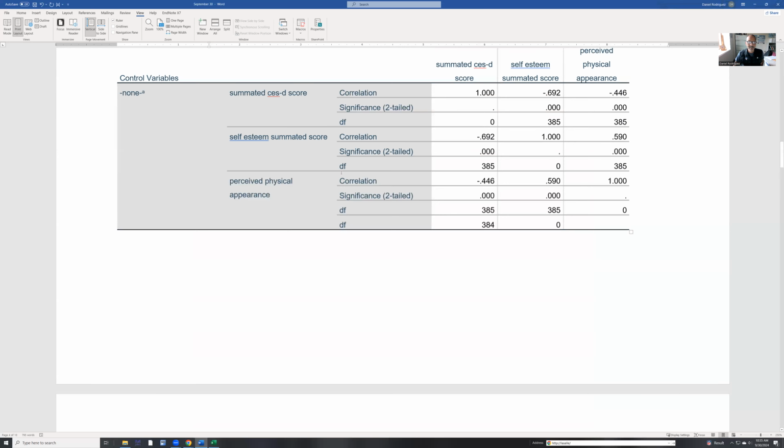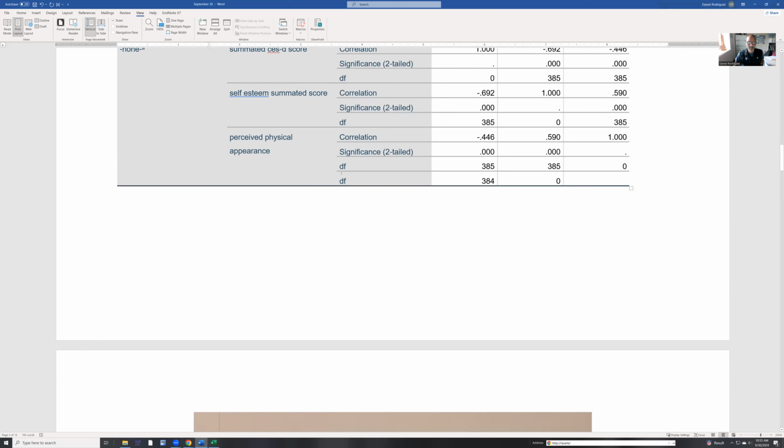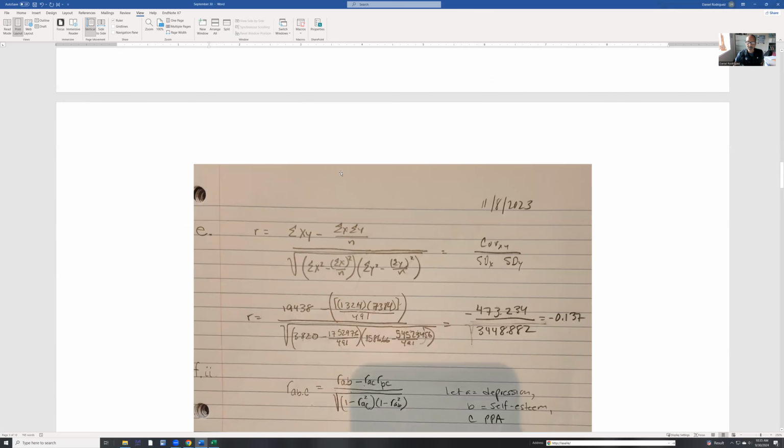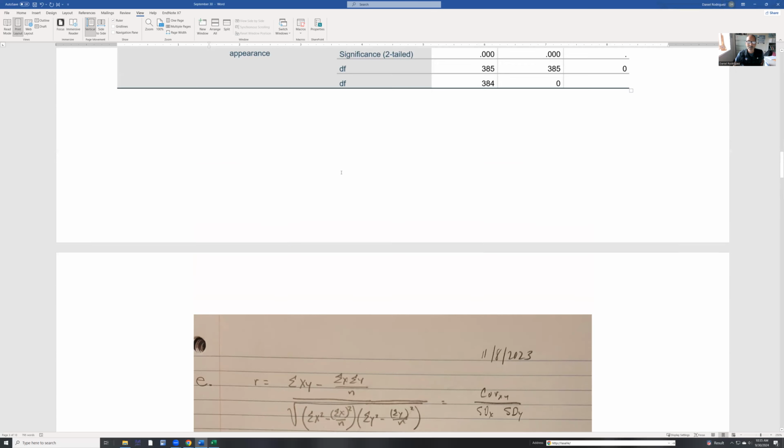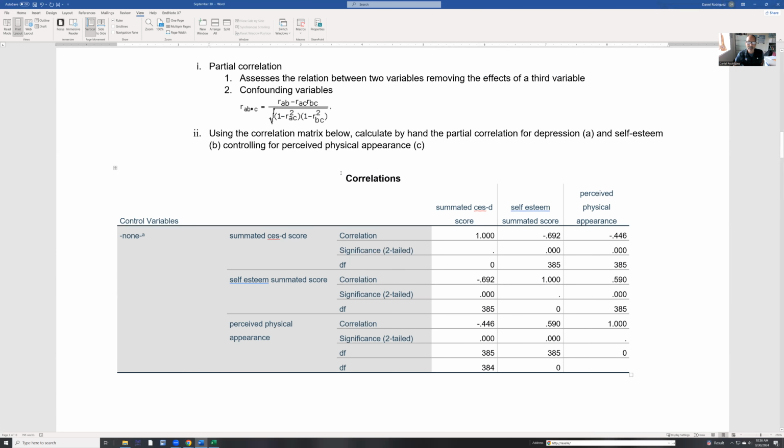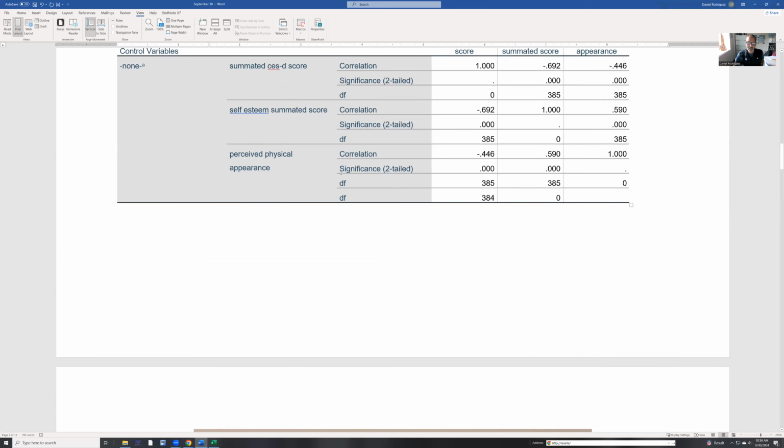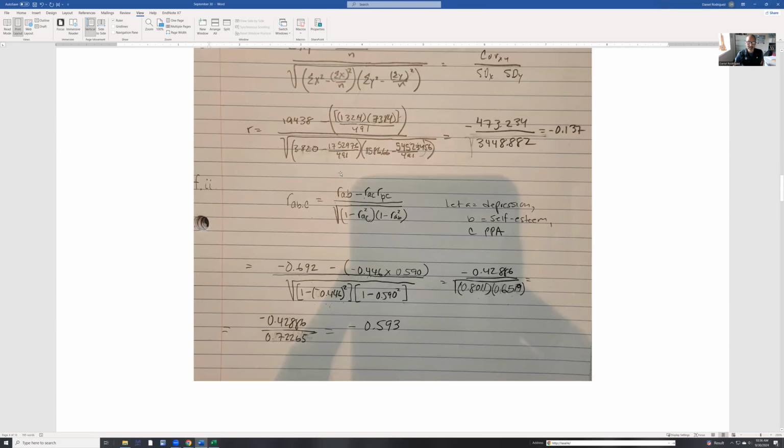So what do we have? What am I actually looking at? Am I looking at the wrong thing? Yes, I'm looking at partial correlation. Here it is. I'm sorry. Yeah, let me go down here. This is what I'm looking for.